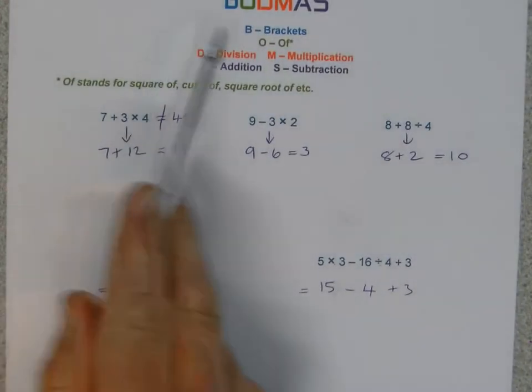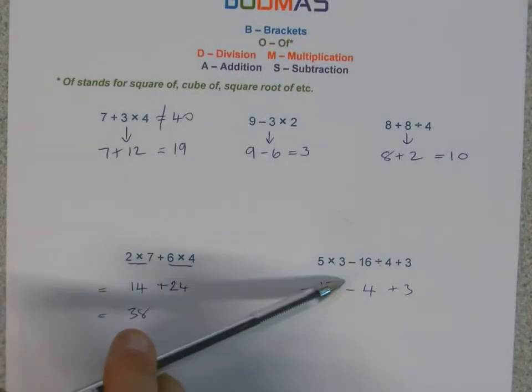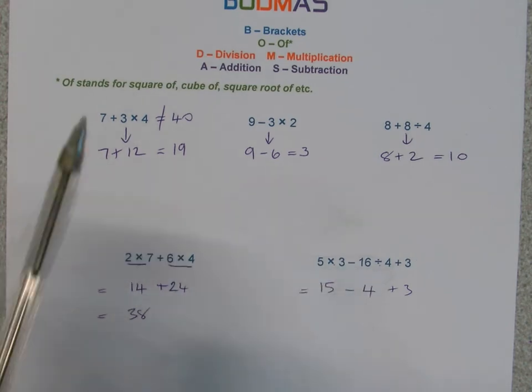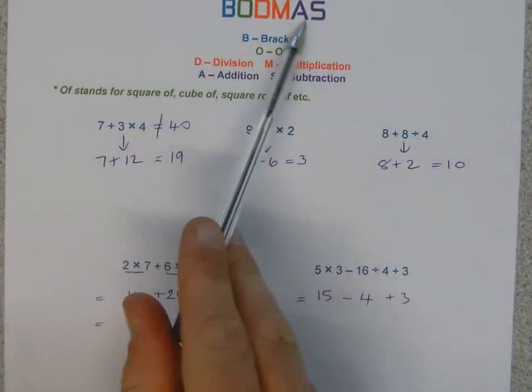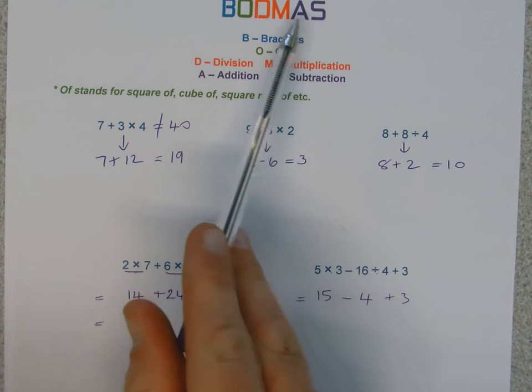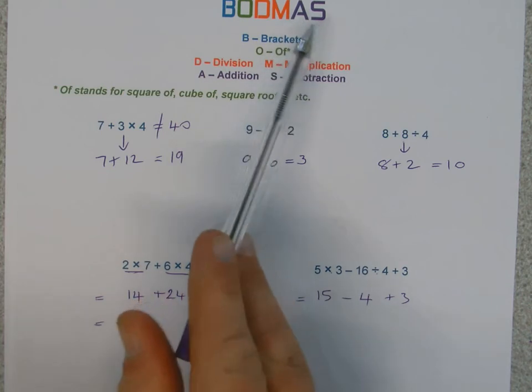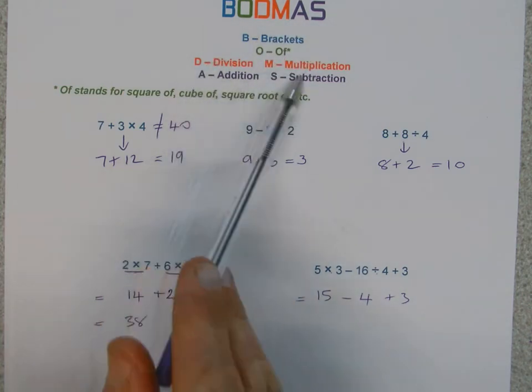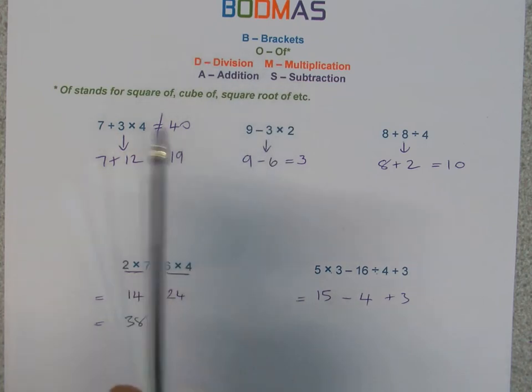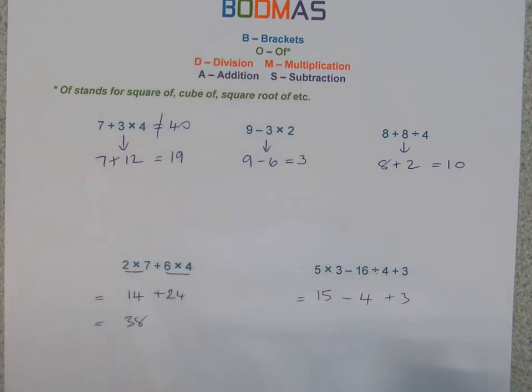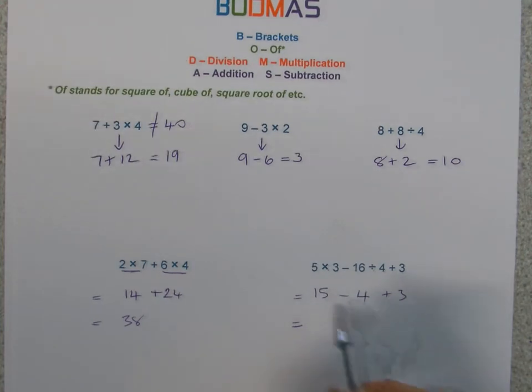Just to remind you again, now you've got a subtract and an add. With BODMAS, the A and the S, you'd be thinking you need to add first. But as I said, these are paired. Addition and subtraction are paired, so it doesn't matter what order you go in, and I always go from left to right. So in this case, I'm going to take away 15 take away 4 is 11. And then I'll add on the 3, which gives me 14.